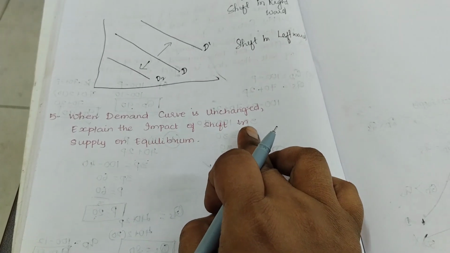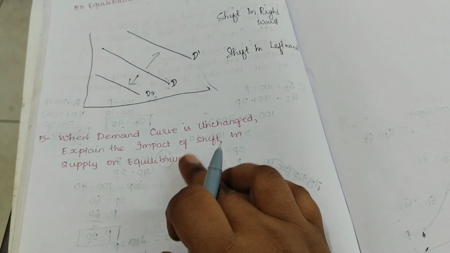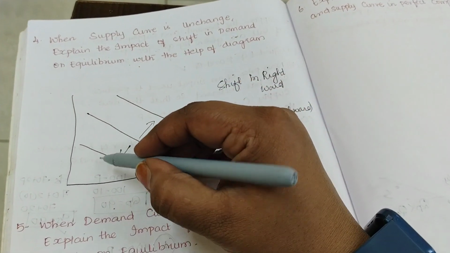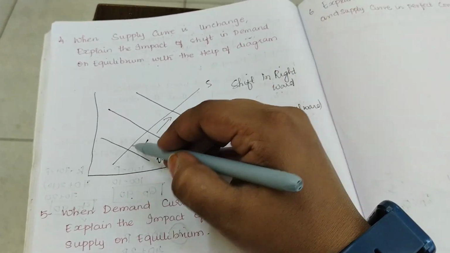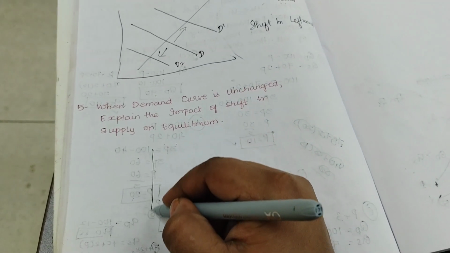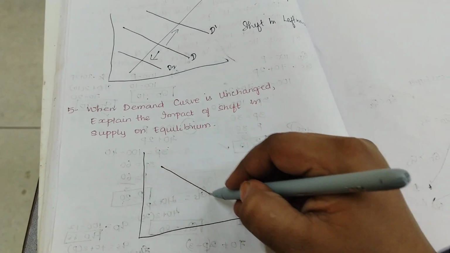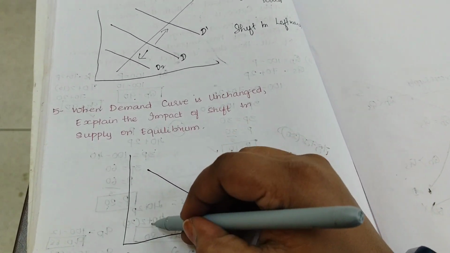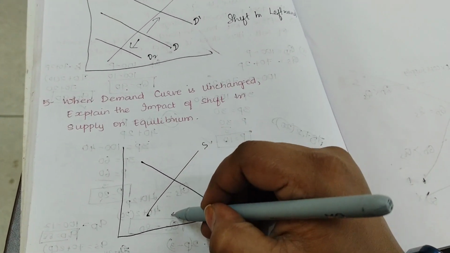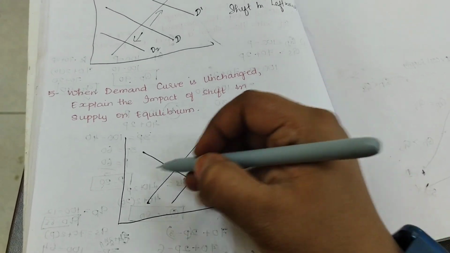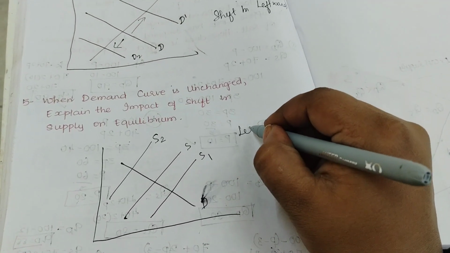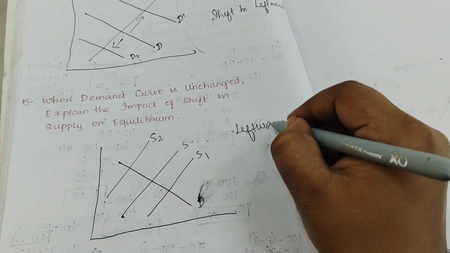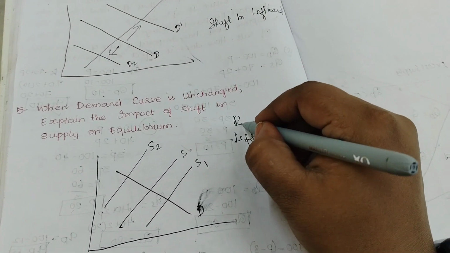Explain the shift in supply curve in equilibrium. So we have the supply curve here. The demand curve will remain the same, only there will be a shift in the supply curve. Similarly, if the demand curve remains the same and only the supply curve shifts, there can be a rightward shift from S1 or a leftward shift to S2. So there can be a leftward shift or a rightward shift.